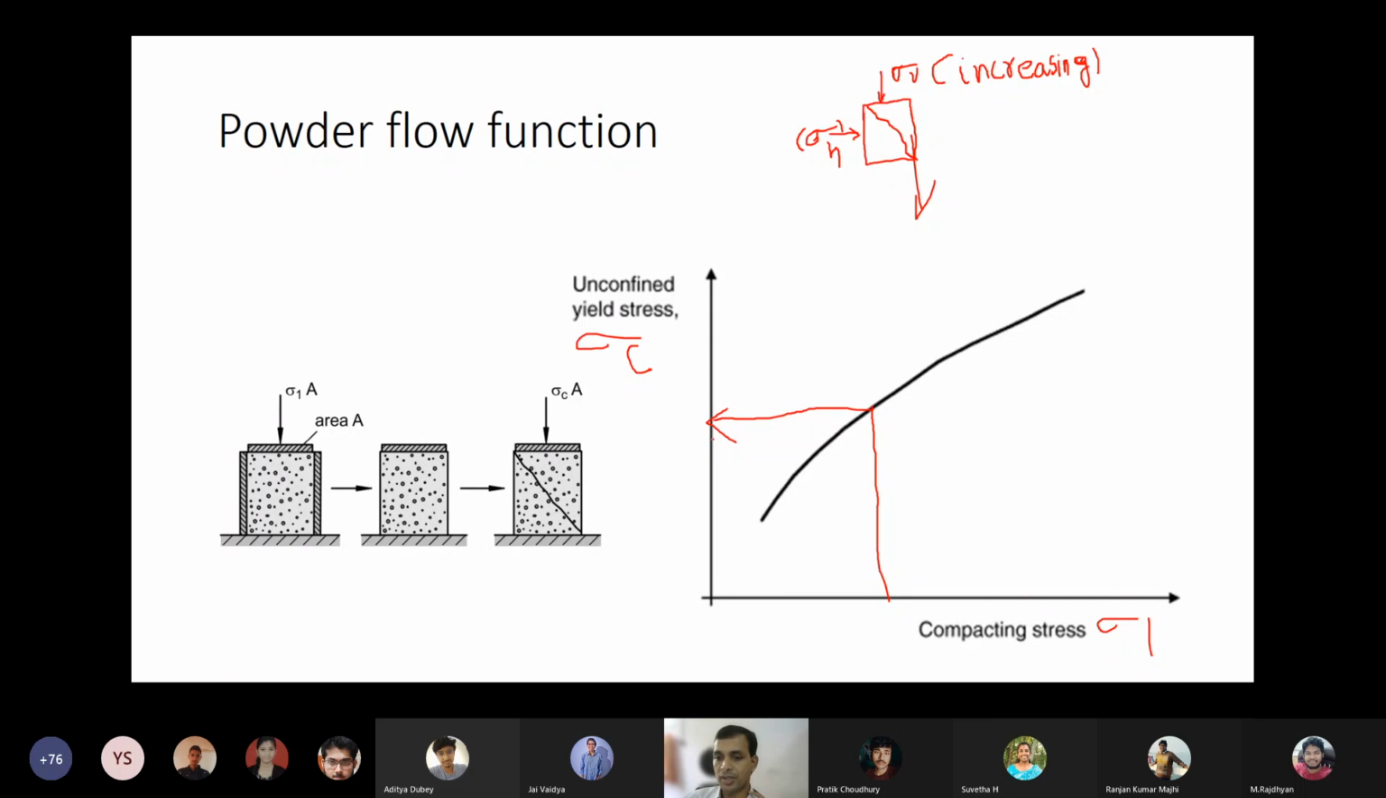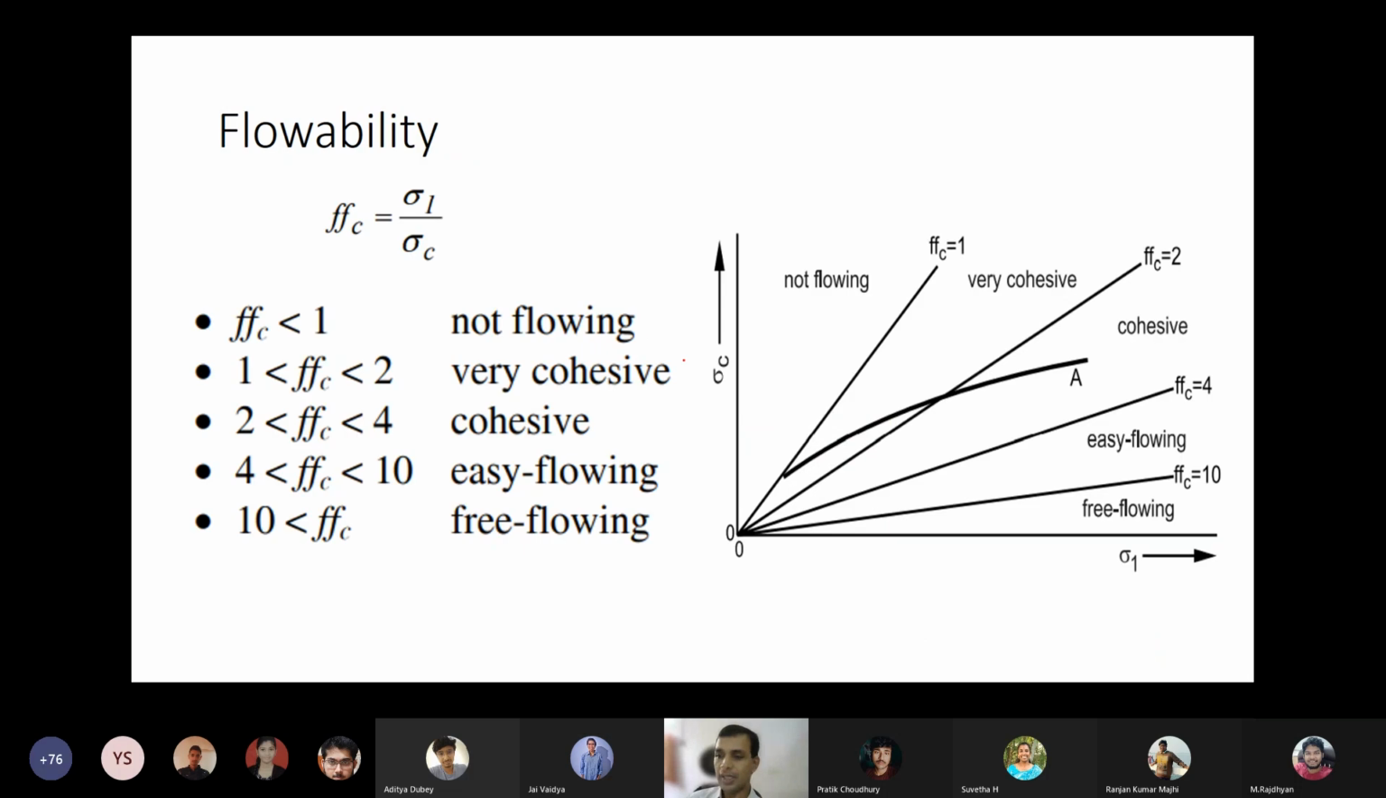Varying the initial compact stress, we will have different sigma c values, and the relation between sigma c versus sigma 1, that is consolidation or compact stress, versus unconfined yield stress, is the flow function. This also we have seen. Based on that, we have defined the FFC mobility factor.